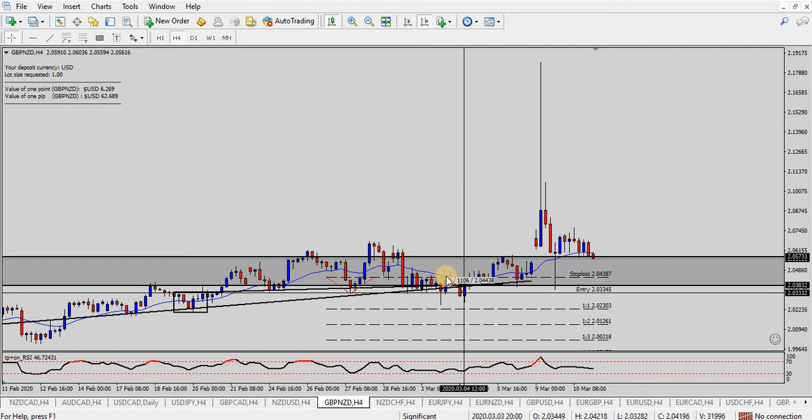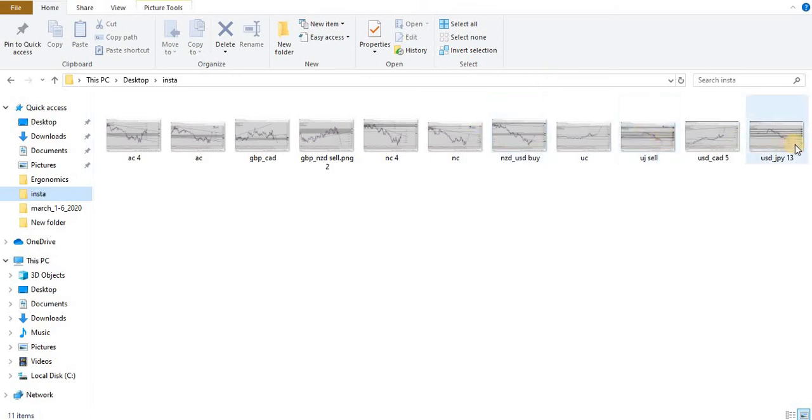You can't really measure because of this huge candlestick formation right there. So we lost roughly about 104 pips on this trade, and we lost that twice, so that was 208 pips overall. So let me show you guys the entry on this one right here, GBP NZD.